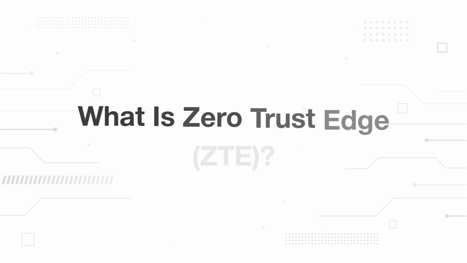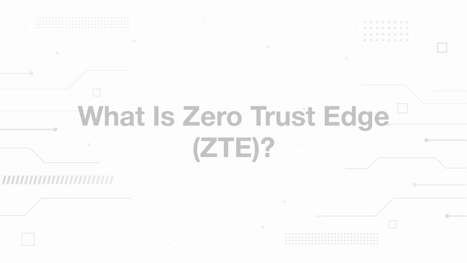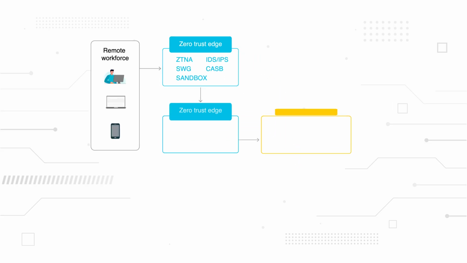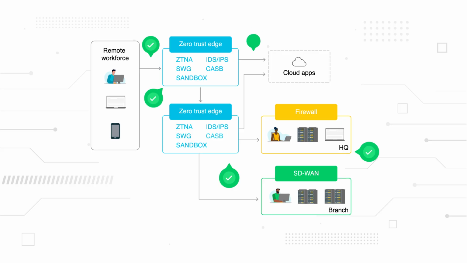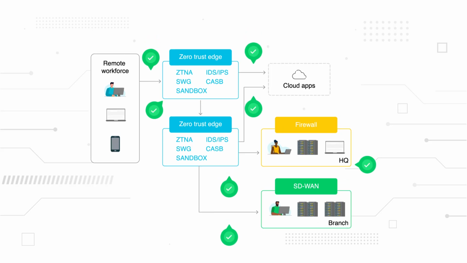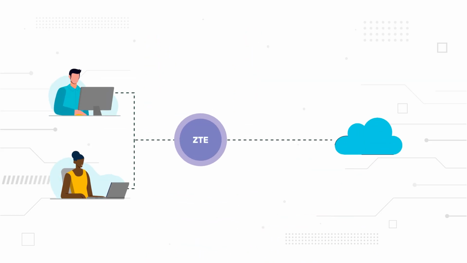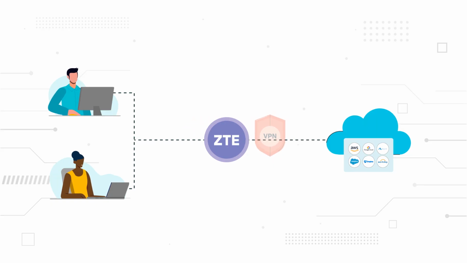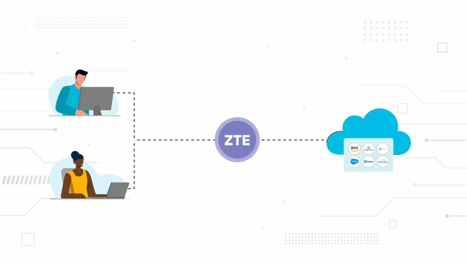What is Zero Trust Edge, or ZTE? Zero Trust Edge is a cloud-driven architecture that combines networking and security, using zero trust principles to authenticate and monitor all network interactions. Enterprises are adopting ZTE to securely connect users and devices to resources. A key application is securing remote workers while reducing the need for traditional VPNs.